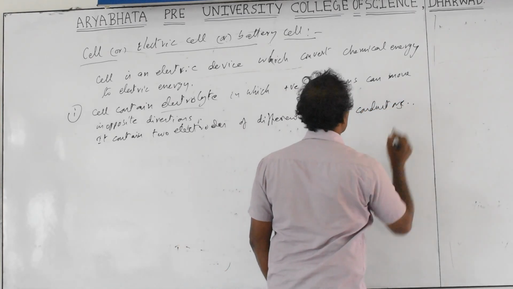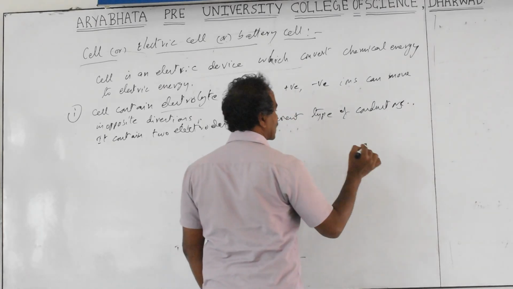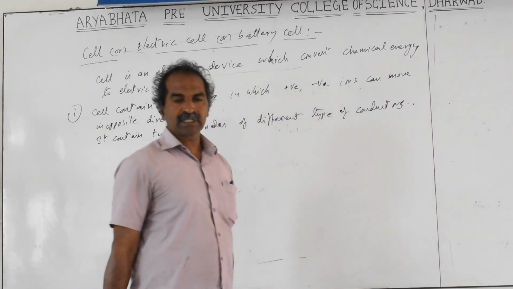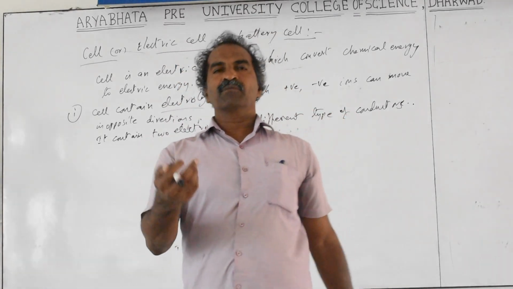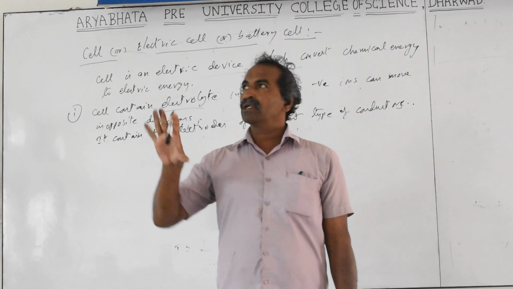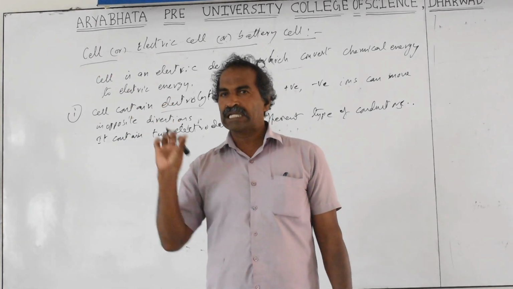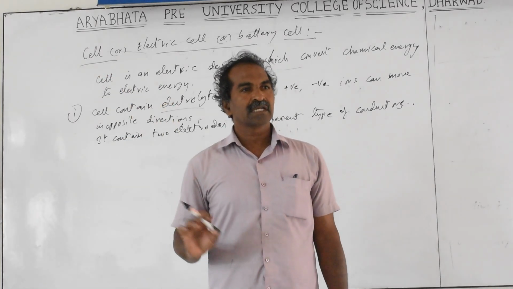They should not have the same type of conductors, two different types of conductors. If you take the dry cell, the dry cell is the one we use in houses. Generally we use them in torch lights, TV remote controls, or even wall clocks. We use these cells; they are all called dry cells, not rechargeable cells.